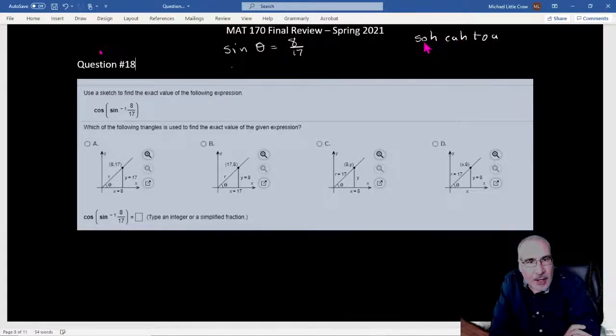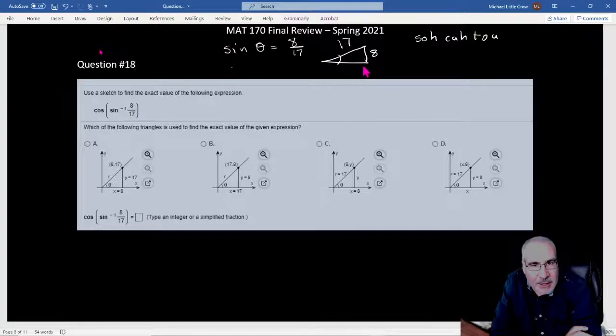So sine is opposite over hypotenuse. So we can see all these triangles kind of give us a help. So the triangle goes like this. Theta is always the central angle. So opposite is 8. Hypotenuse is 17. And so that's what we've got to do. And so yes, this is 17.